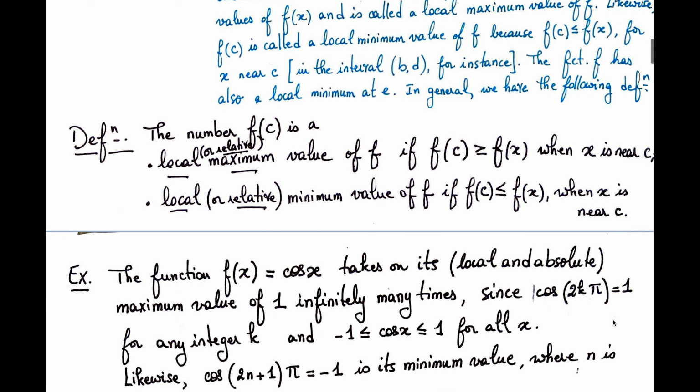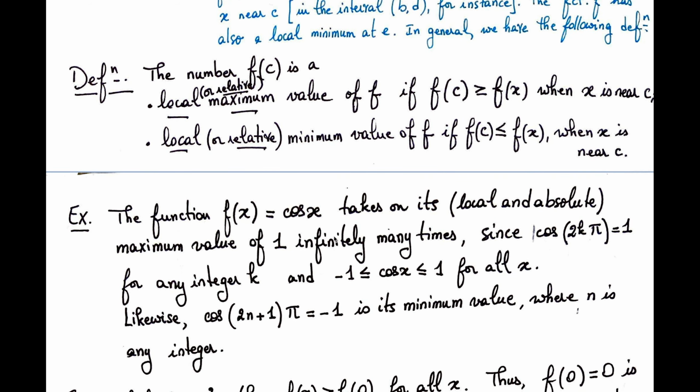Let's take an example. The cosine function, let f of x be cosine of x. This function takes on its local and absolute maximum value of 1 infinitely many times. 1 is the largest number that the function can reach, right? This is the global maximum of the function cosine x, because any output through the function cosine is between -1 and 1. And that 1 is reached infinitely many times.